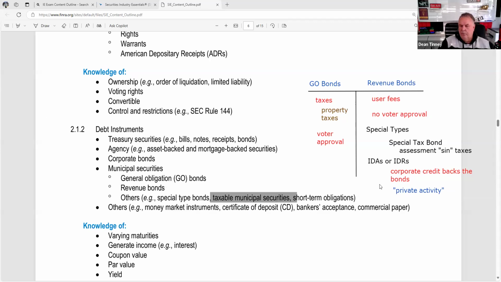So I say, Allison, before I recommend this IDA or IDR to you, are you subject to the AMT, the alternative minimum tax? And it's a binary suitability question. It's either yes or it's no. If you say yes, then I say, well, Allison, then this would be an inappropriate recommendation because it is a preference item. Preference item is the fancy word for saying you're going to get taxed.